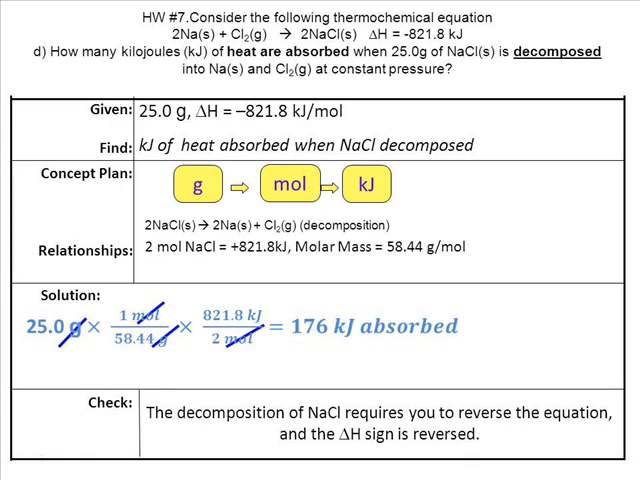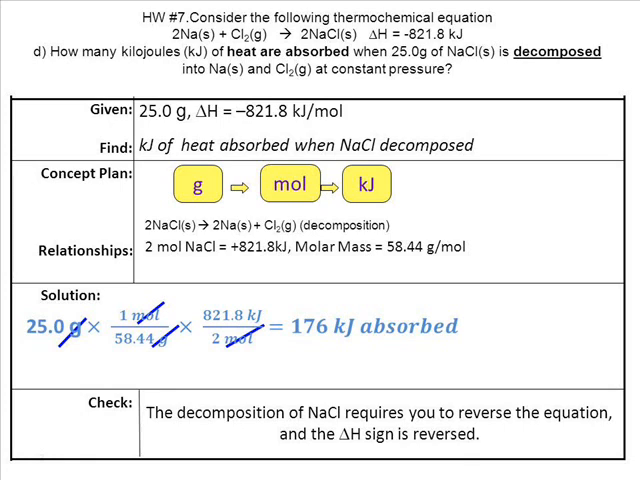What we've noted about delta H, or enthalpy, is that these are state functions, so whatever we do to one particular thing, we have to do to the other. There's a change that occurs depending on what we do to the equation. For the conceptual plan, we start with our given in grams, going from grams to moles to kilojoules. The problem tells us that the sodium chloride is now being decomposed, so we reverse the equation, which reverses the overall enthalpy change, relating 2 moles of sodium chloride to positive 821.8 kilojoules. We also determined from the previous problem that the molar mass is 58.44 grams per mole.